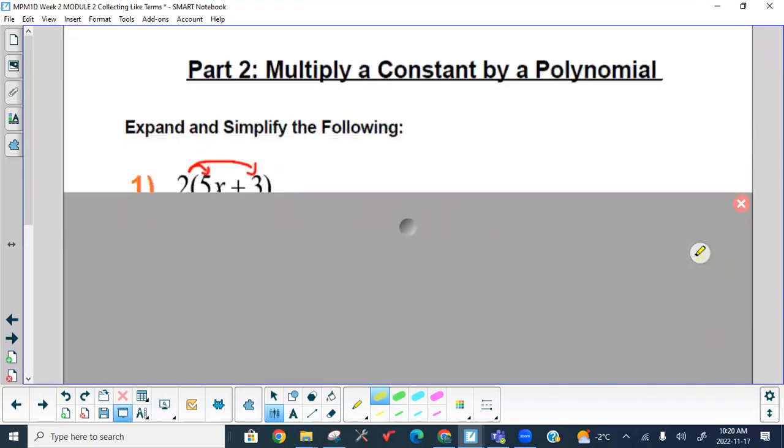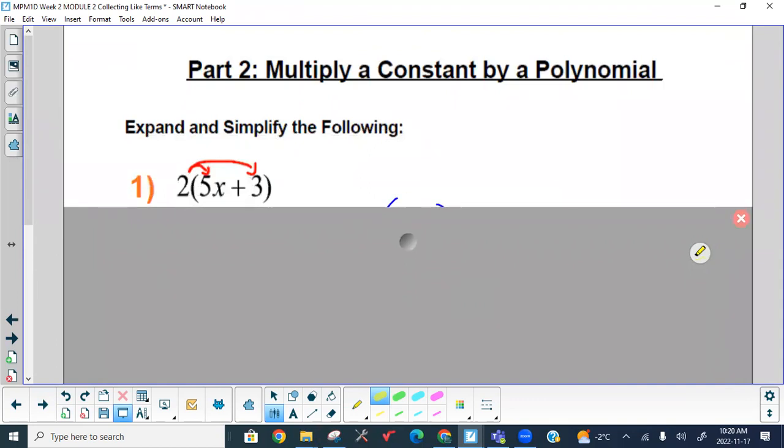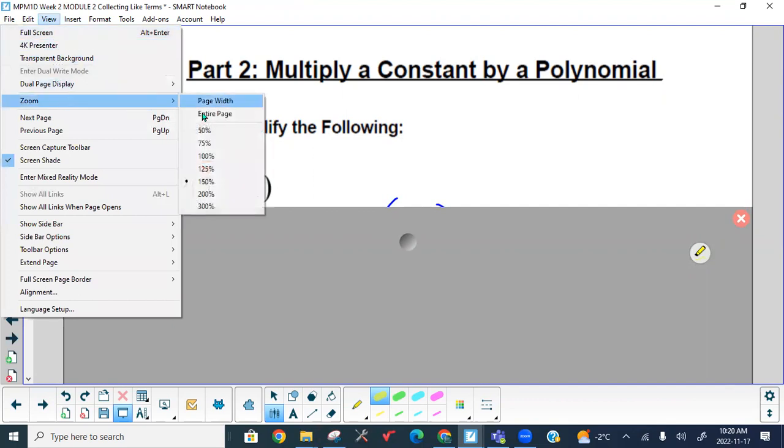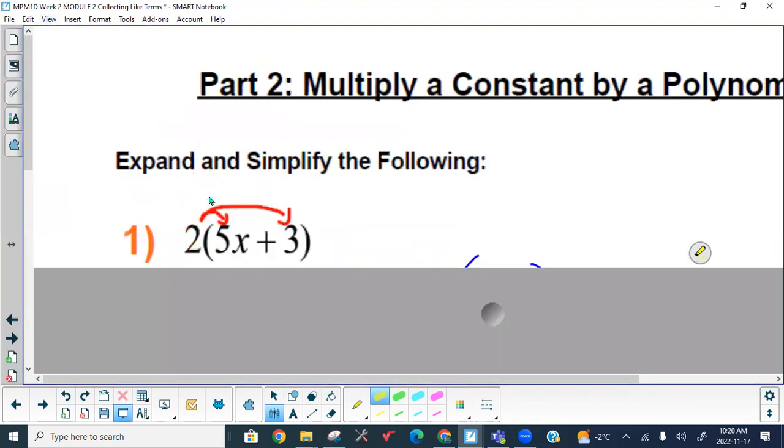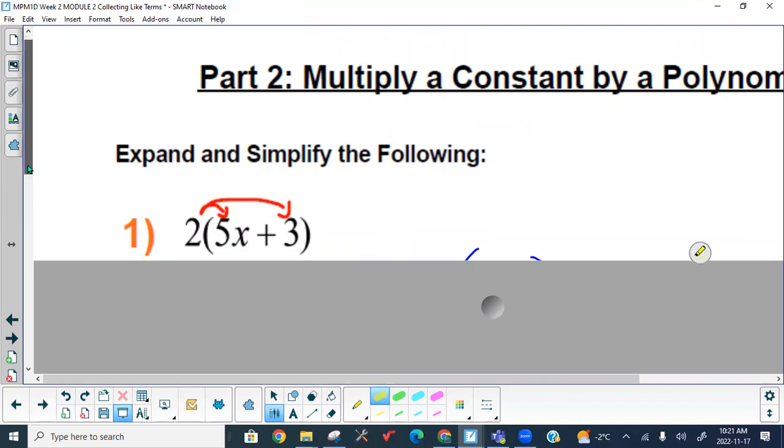So I have the question, and let me zoom in a little bit more so you can see this. Can everyone write in your notes? My A term this time is 2. 2 is being distributed to my bracket, 5x plus 3. 2 times 5x plus 3. Now, some of you can just do this in your head. I know I can do it in my head, but that's not what I want to see in your unit work. I want to see the distributive property.